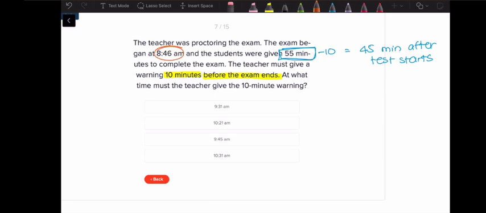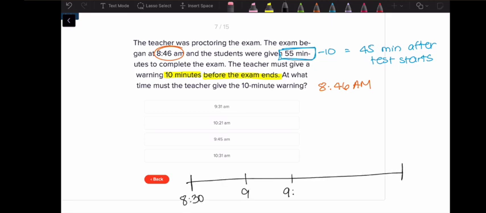So the test starts at 8:46 a.m. We're going to need to know where we are 45 minutes after that. So, a small timeline. I'm going to start at 8:30, 9, 9:30, 10, 10:30. The test starts at 8:46, which is going to be around here. Now we're going to add 45 minutes to this, and I like to go in intervals of 10. We add 10 minutes, and this is 56. We add 10 minutes, we're at 9:06, 16, 26.